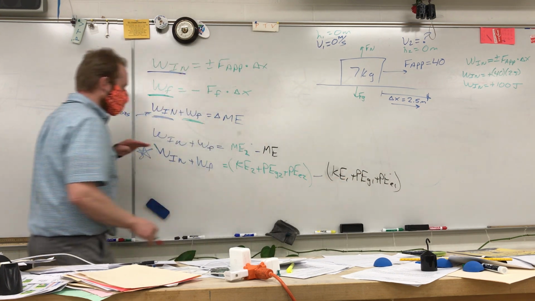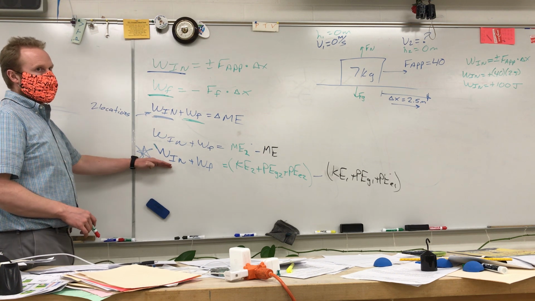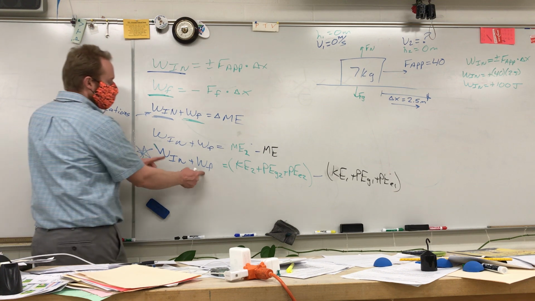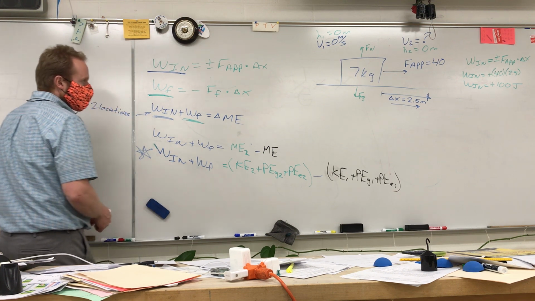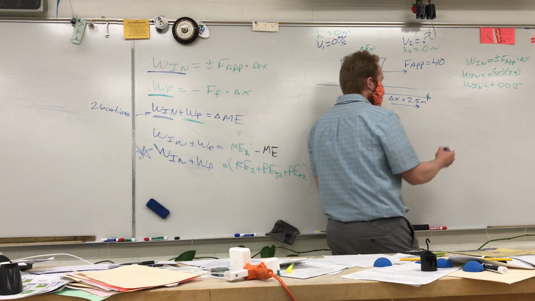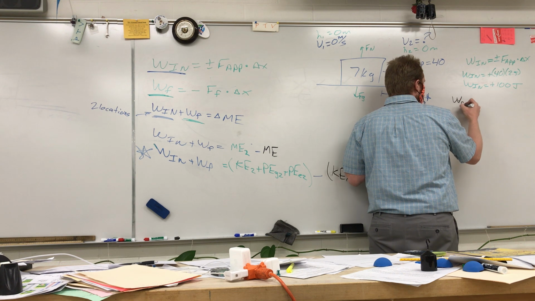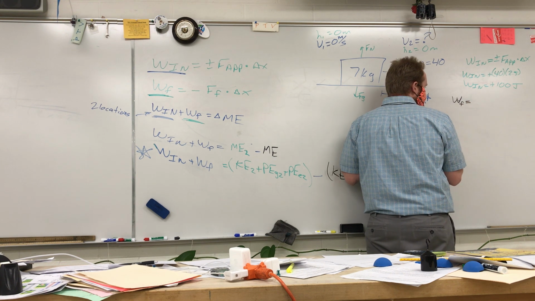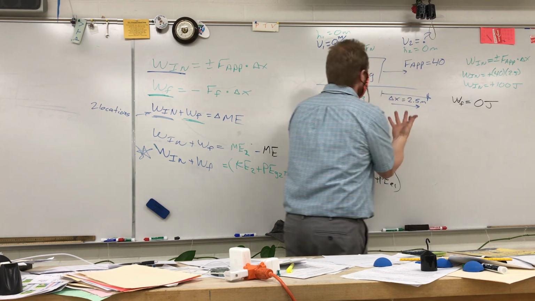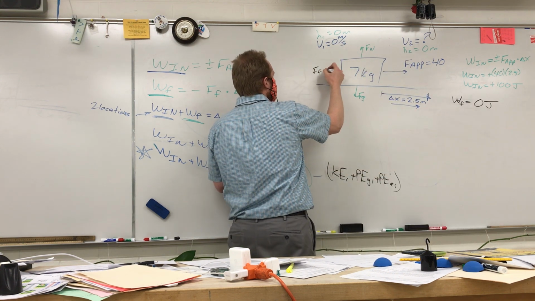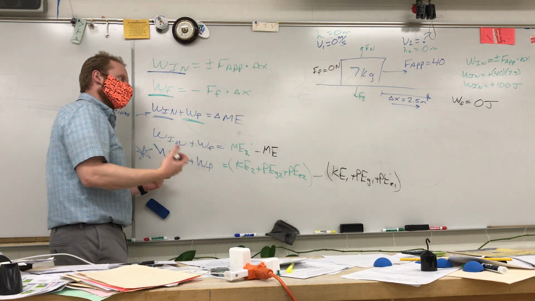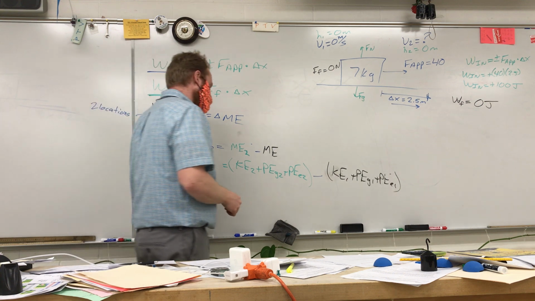Why am I doing that? Because I'm gonna need it for this equation. I know I'm gonna need to use this equation, and in order to use it, I'm gonna need to know these two values. Now, what's the work done by friction? Nothing. 0, right? Because there is no force of friction. My force of friction is implied to be 0. So therefore, there shouldn't be any work done by friction.